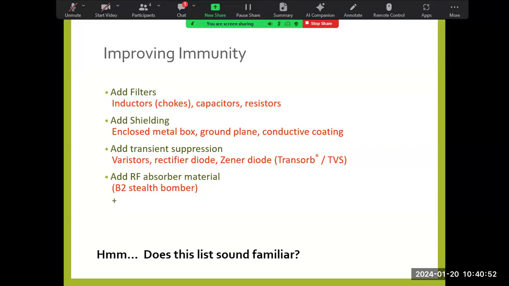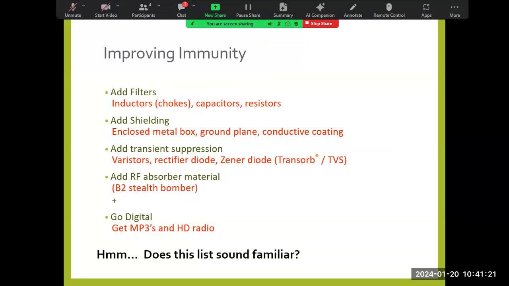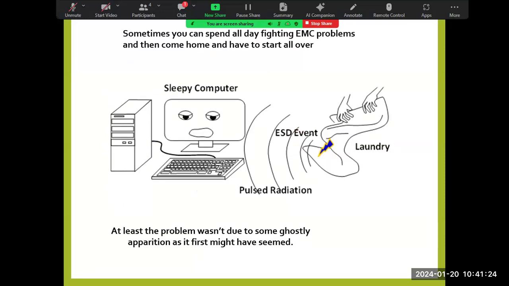We also studied immunity a little bit. So how do you fix immunity problems? One way, you can add filters, you can add shielding, you can add transient suppression, or you can try to add RF absorbing material, right? Well, it's the same list, right? It's the same list we had for the emissions. That's because the same things work both ways, either to protect or to keep noise out. Or you can change the technology. If you go to digital, change the modulation type, those things also really do more for making your system immune than a lot of these other things.